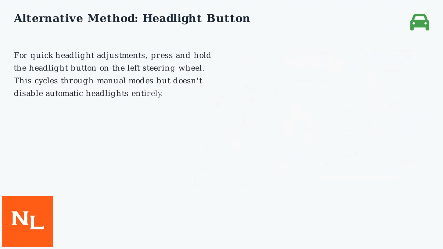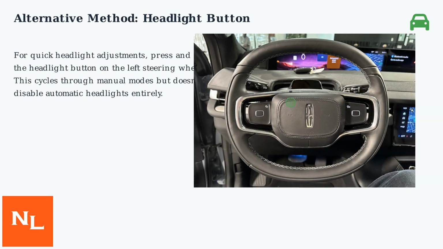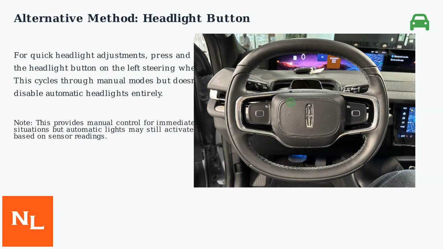You can also quickly adjust headlight settings using the Headlight button on the left steering wheel cluster. Press and hold the button, which shows 3 lines with dots, to cycle through manual headlight modes. This gives you immediate control, but doesn't turn off the automatic headlights completely.